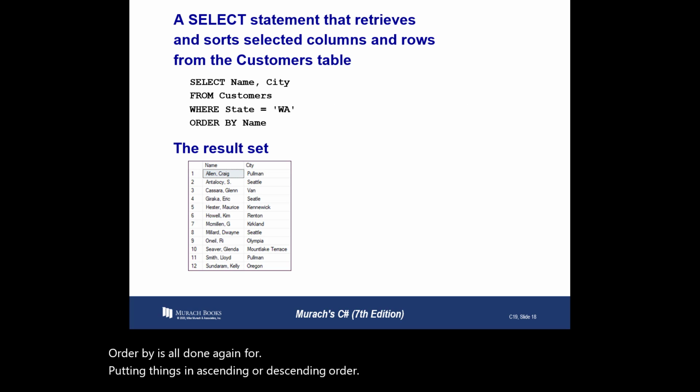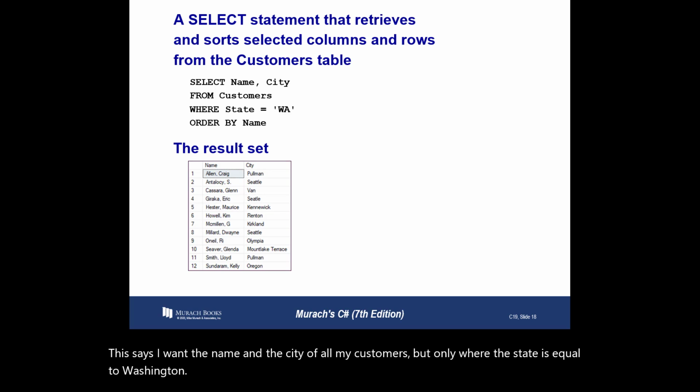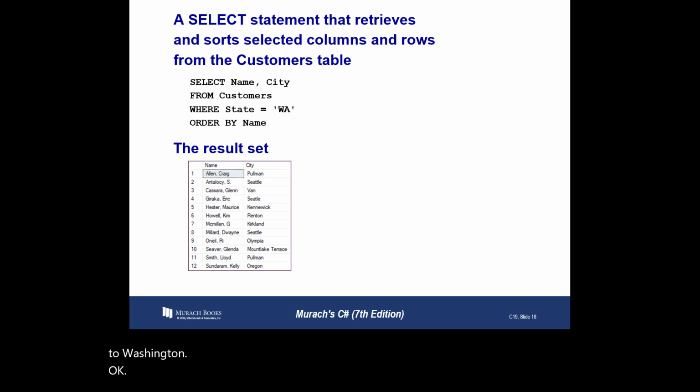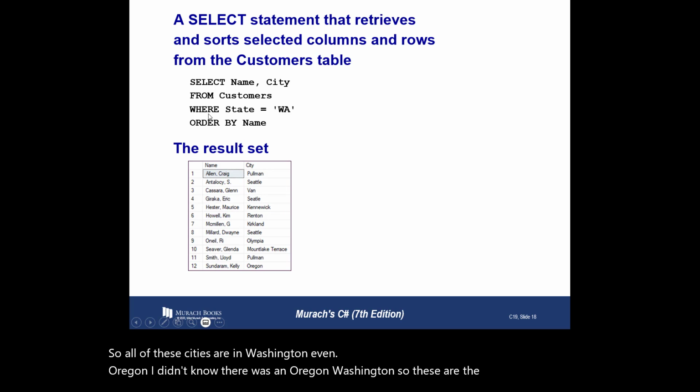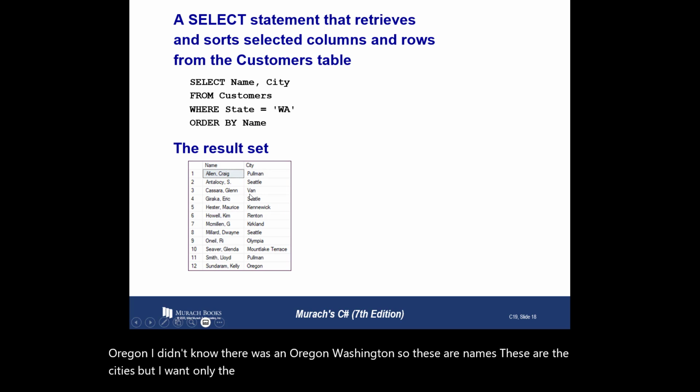So here's an example. This says I want the name and the city of all my customers, but only where the state is equal to Washington. And then order it by name. So all of these cities are in Washington, even Oregon. I didn't know there was an Oregon, Washington. So these are the names, these are the cities, but I want only the ones where the state is Washington to be returned.